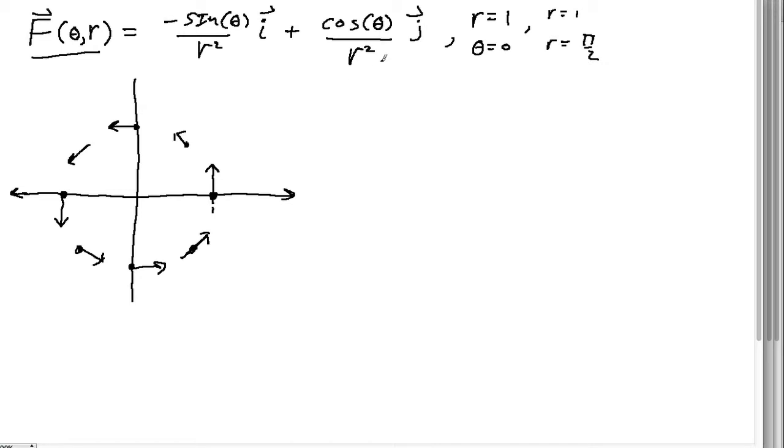All right, so what about when we take r away from 1? What if we make r equal 2? Well, r squared becomes 4, and obviously that's a smaller vector, so when we go out to 2, we get a much smaller vector. So they'll still be doing this thing, but they'll just be shorter.